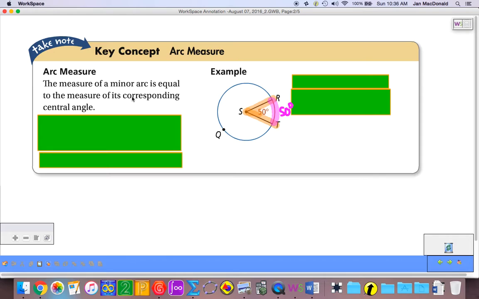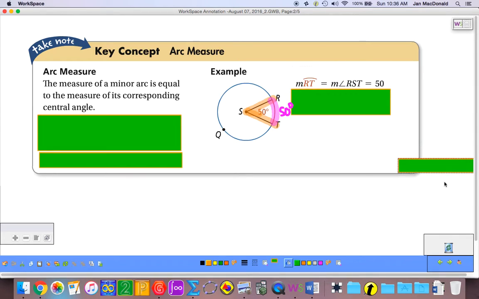The measure of a minor arc is equal to the measure of its corresponding central angle. Once again, the measure of arc RT would be equal to the measure of its corresponding central angle, RST, which would be 50 degrees.